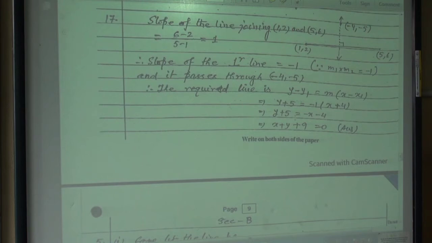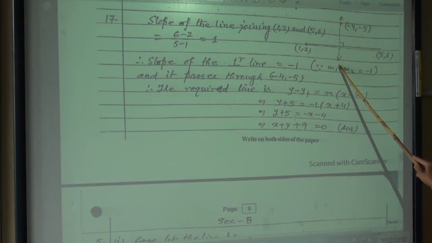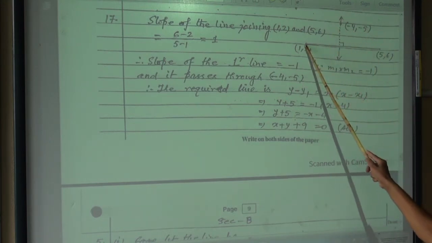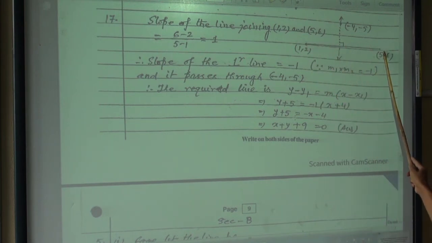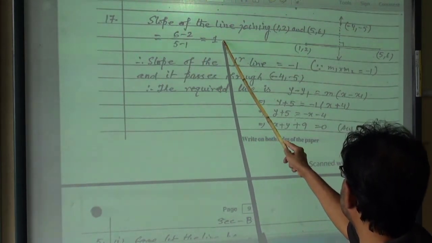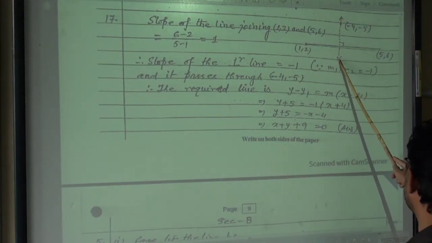Now question is, these 2 points are given. You have to find out one line which will pass through this point, (minus 4, minus 5), and perpendicular to this line. You have to find out the line passing through this point and perpendicular to this line. First of all, I will find out the slope of the line joining these 2 points. Formula is y2 minus y1 over x2 minus x1. The slope is coming 1. Slope of this line is 1. Perpendicular line's slope you have to find out. What is the formula?